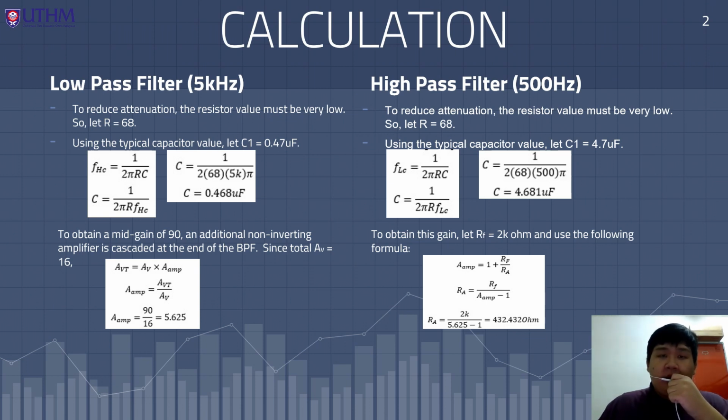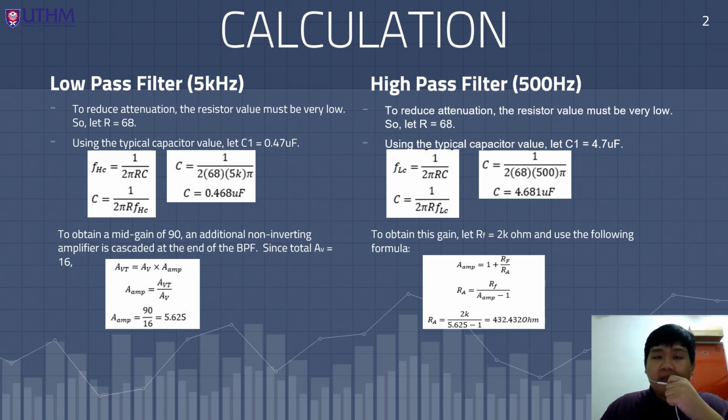So first, to build the second order low pass filter and first order low pass filter circuits, we need a high cutoff frequency of 5 kHz using the following formulas: FHC equals 1 over 2 pi RC, and C equals 1 over 2 pi R FHC. After we substitute the values, we get C equals 0.468 microfarad. So using the typical capacitor value, let C1 equal 0.47 microfarad.